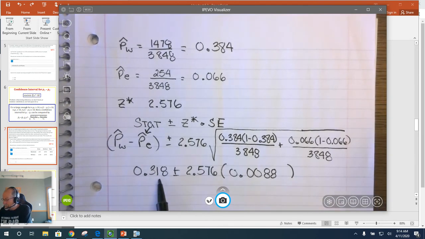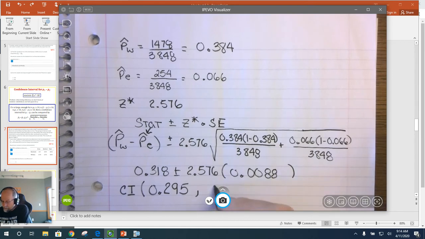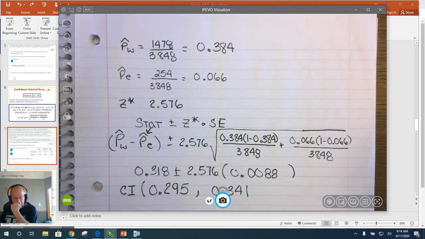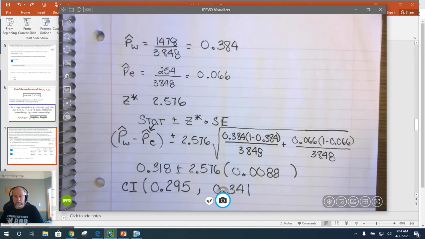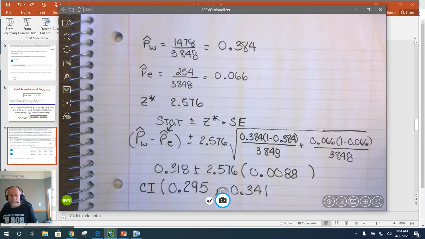So let's do the first one. Let's take 0.318 and subtract 2.576 times this value, and let's get 0.295. There's the bottom end of my CI. Now let's do exactly the same thing, but this time add 2.576 times this value, and let's get 0.341. Okay, I like that. I'll scoot that over just a little bit right there.